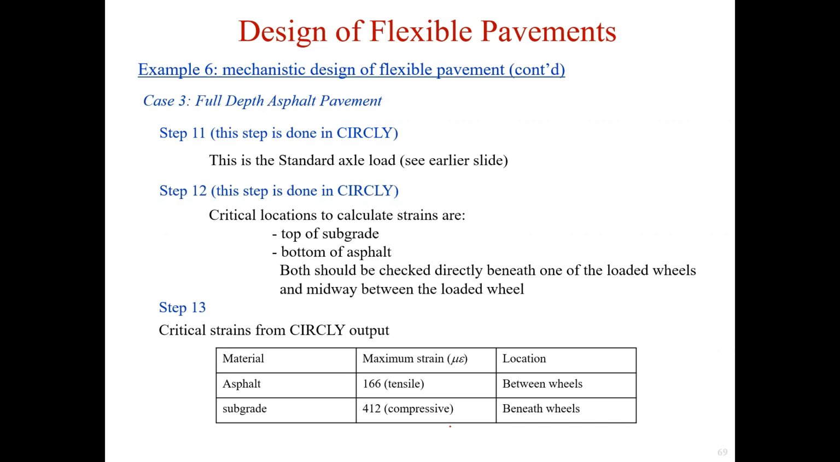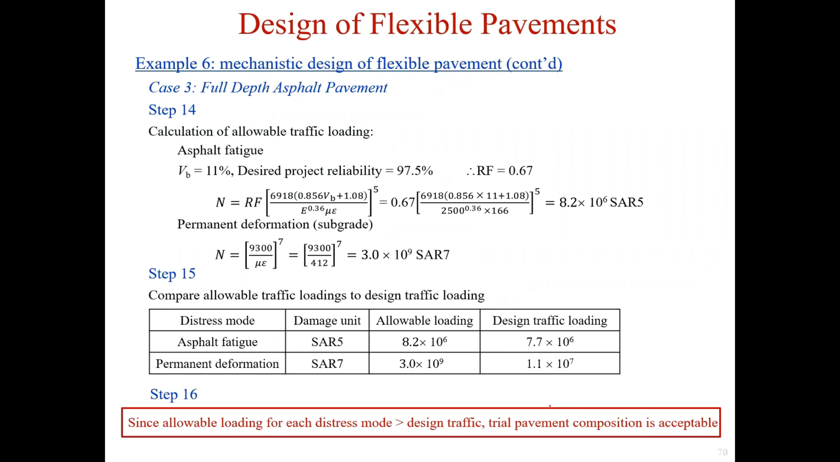For the asphalt, the maximum strain occurred between 2 wheels, and for the subgrade, the maximum strain occurred beneath the wheels. Step 14 is to calculate allowable traffic loading, both for asphalt fatigue and subgrade permanent deformation. Next step is to compare the allowable traffic loading to the design traffic loading in terms of SAR5 and SAR7.